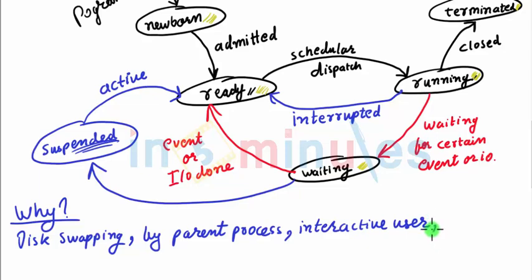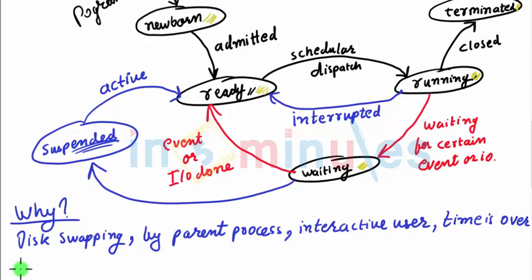In some cases when all three are not involved, that is, we are not swapping the disk, we don't have a parent process which is stopping the process, and we don't have an interactive user which is stopping it, it is just on the basis of time sharing, or rather just on the basis of time being over. So there are 4 reasons why a process can go into suspend mode and then come out of it.